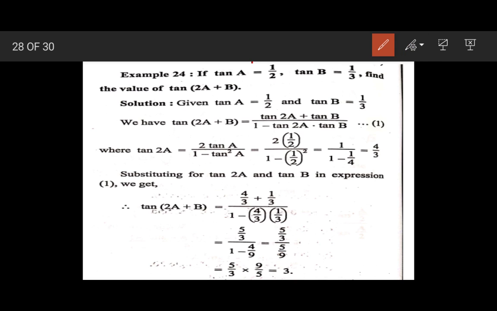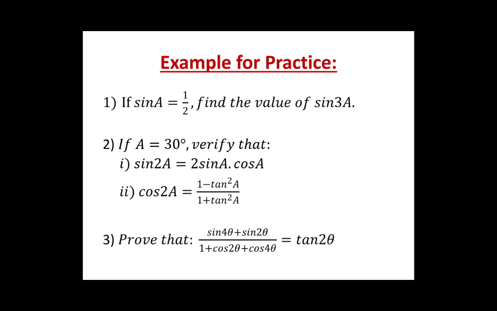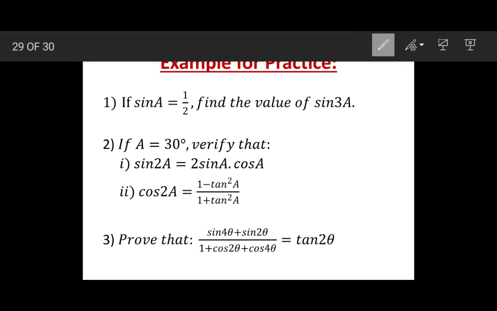Okay, take down some examples for practice. The first one: sin A is given as half, so you have to find sin 3A. What you are going to do is write the formula of sin 3A, and in that you have to substitute sin A as 1 upon 2.